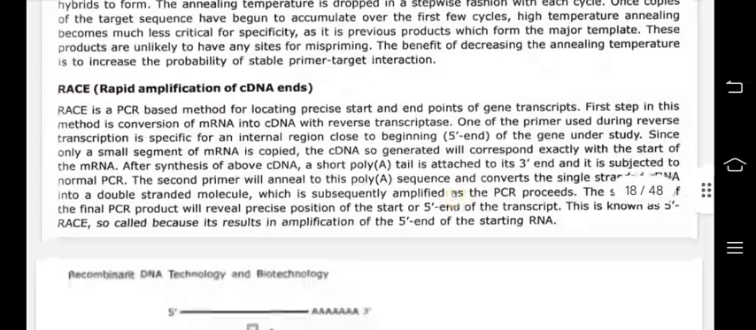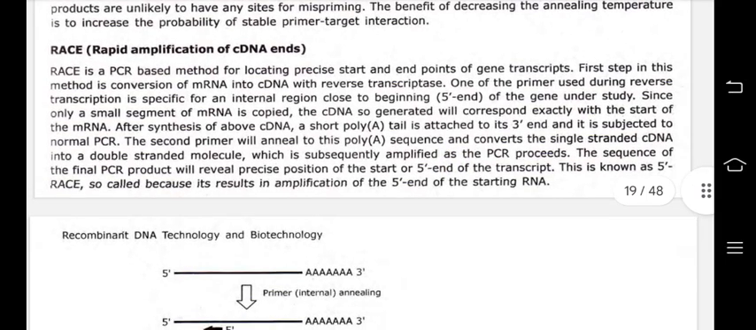Then RACE, rapid amplification of cDNA ends. RACE is a PCR based method for locating precise start and end points of gene transcripts. The first step in this method is conversion of mRNA into cDNA with reverse transcriptase. One of the primers used during reverse transcription is specific for an internal region close to the beginning, the 5' end, of the gene under study. Since only a small segment of mRNA is copied, the cDNA generated will correspond exactly with the start of the mRNA.